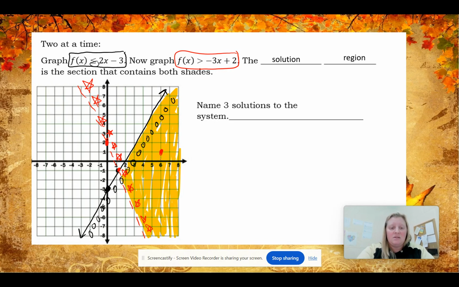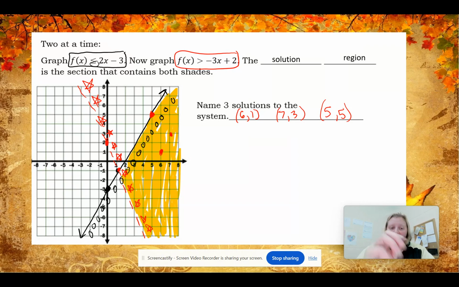So let's go with 6, 1. We could go with 7, 3. We could also go with a point on the line itself, like 5, 5. That would work. See, that counts as being in the shaded region because it's actually on the line itself.